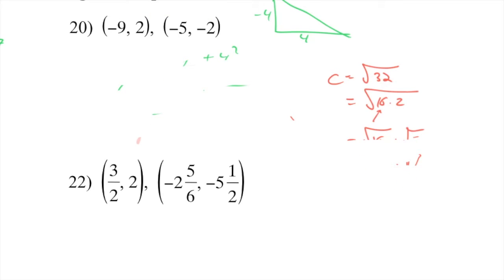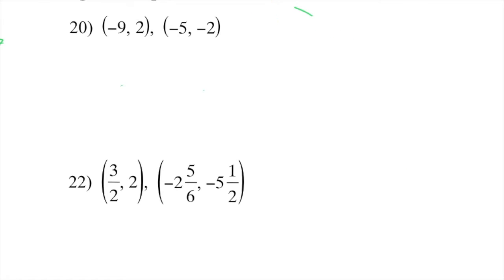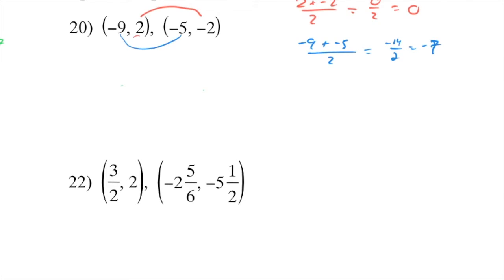If you find the midpoint between this, it's just the average of those two divided by 2. So that's 0 over 2, so that's 0, which makes sense because one is at positive 2 and the other is at negative 2, so halfway between the two is 0. And the average between these is negative 9 plus negative 5 over 2, which is negative 14 over 2, which is negative 7. So I think that's our midpoint.